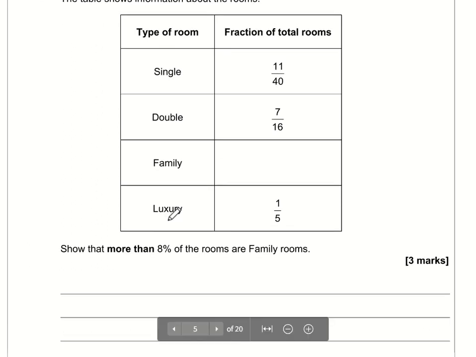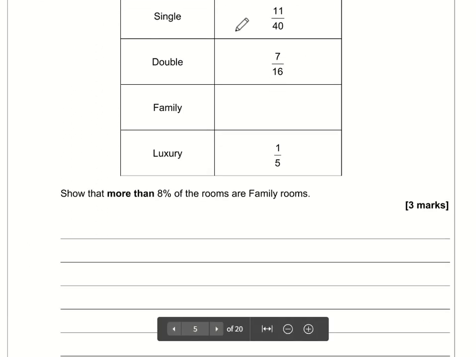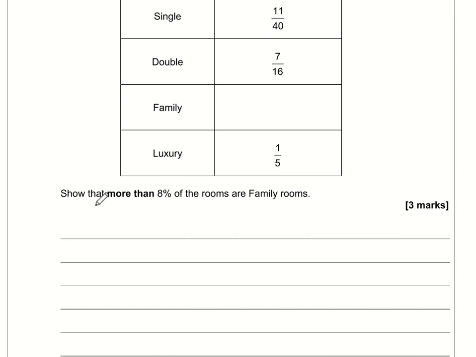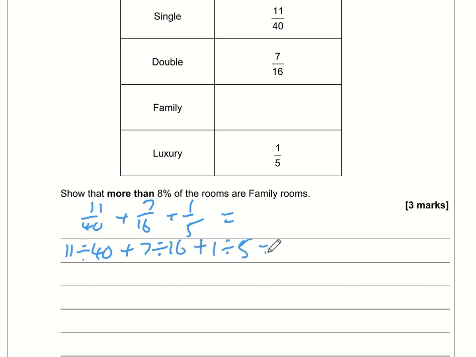So first of all, I'm going to work out what proportion are single, double and luxury, so that I can work out what proportion are family. So the proportion that are single, double and luxury is 11/40 plus 7/16 plus 1/5. And if you want on your calculator, you can just type in 11 divided by 40 plus 7 divided by 16 plus 1 divided by 5, or you can just use your fraction button, and that should work out as 73/80, which can be converted into a decimal.